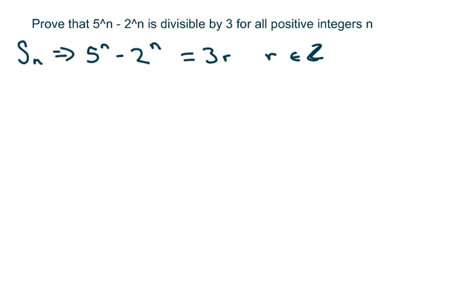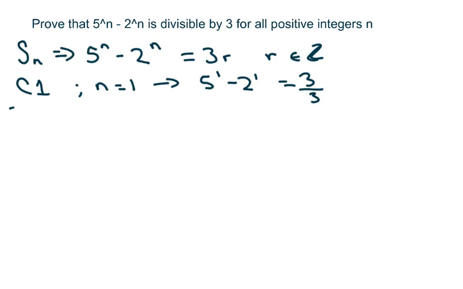So basically, what we're going to do is do condition 1, or step 1, and show that it works for n equals 1. So I plug in 1 here. I get 5 to the first power minus 2 to the first power equals 3. And 3, of course, is divisible by 3.